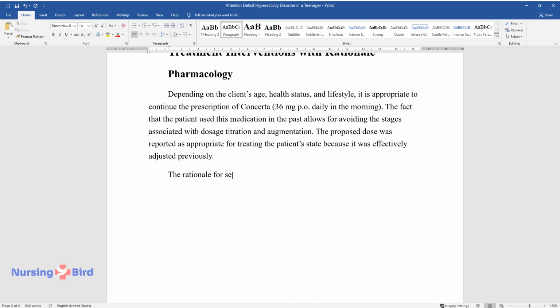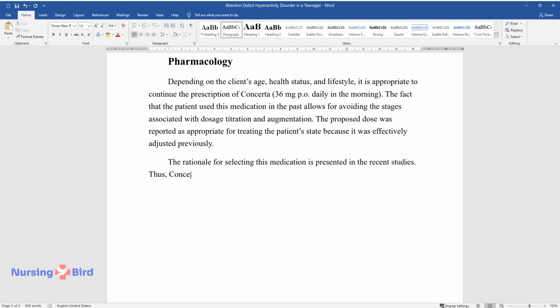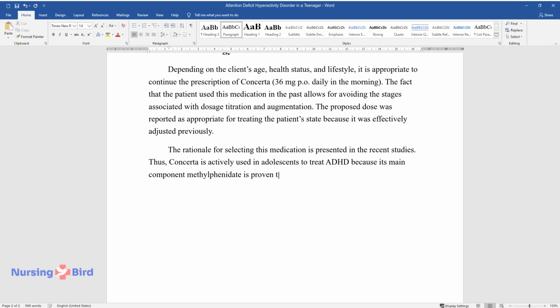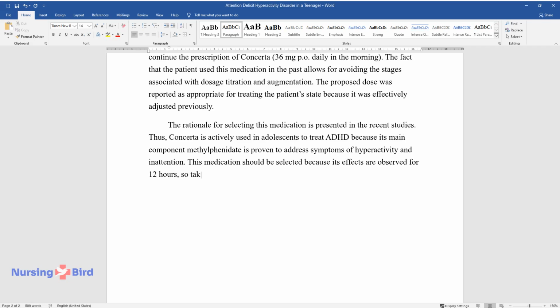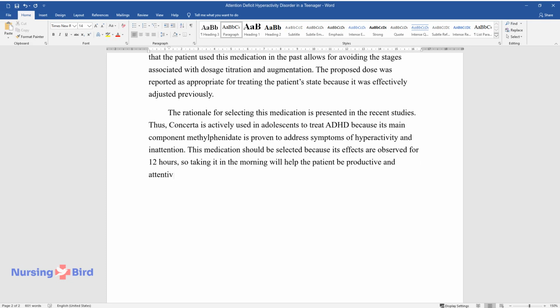The rationale for selecting this medication is presented in the recent studies. Thus, Concerta is actively used in adolescents to treat ADHD because its main component methylphenidate is proven to address symptoms of hyperactivity and inattention. This medication should be selected because its effects are observed for 12 hours, so taking it in the morning will help the patient be productive and attentive at school.